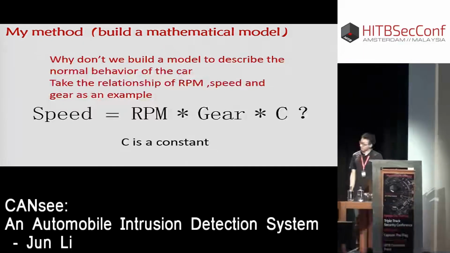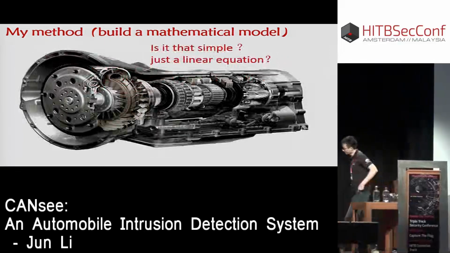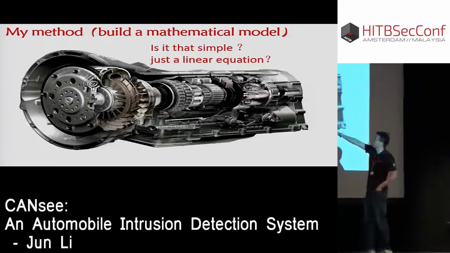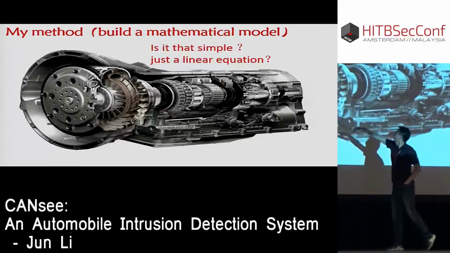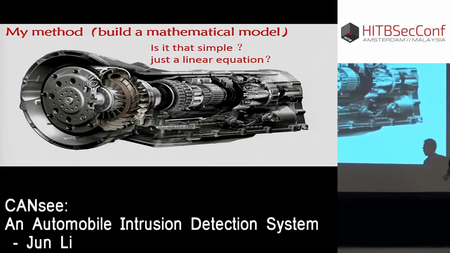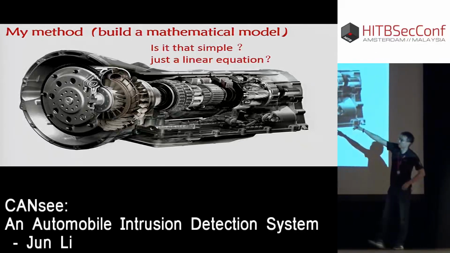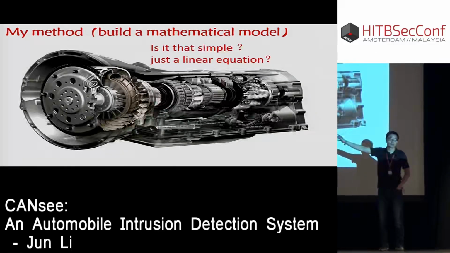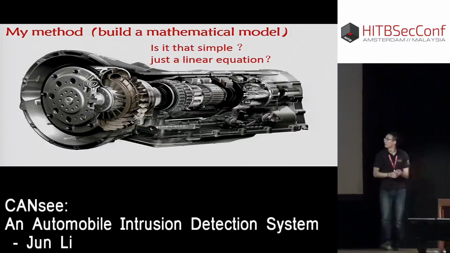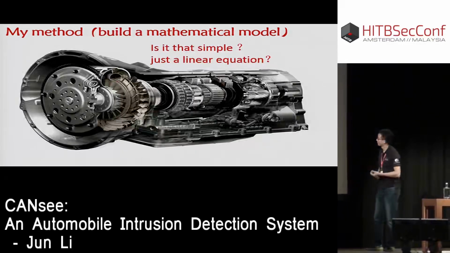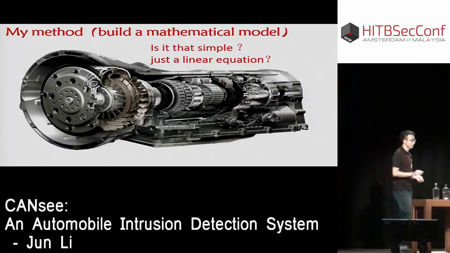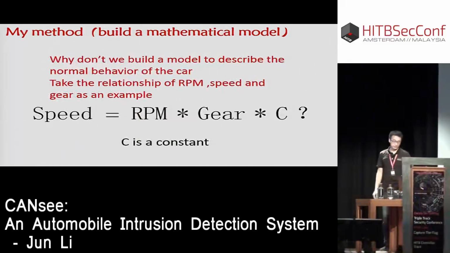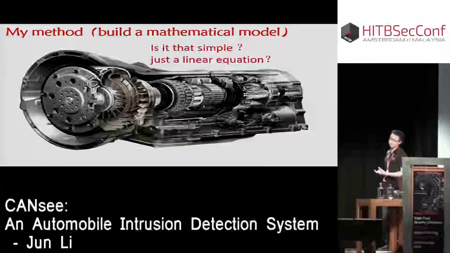Actually, this won't work because this is a car transmission system. This is where the RPM and the output is connected to the wheel. It has many clutches. I don't know if anybody understands what clutches are. They control the output of the torque. So these clutches will introduce some nonlinearity. So the linear equation I just mentioned is not sufficient to describe how the system works.